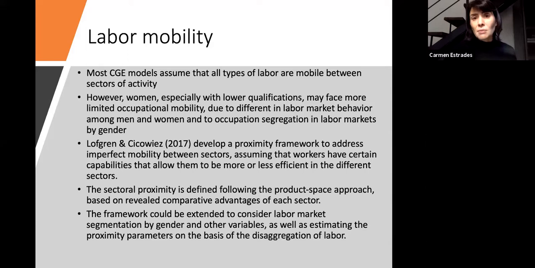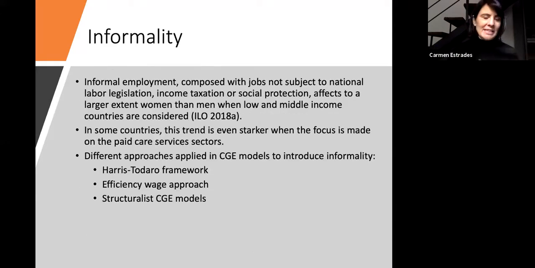There are adjustment costs. I'm a professor. I can't easily go and work as a salesperson. I'm not good at selling anything, so I could not be employed easily there. I would need training, I would need some time to adjust. So this proximity framework tries to capture that, and I think it's interesting to explore the possibility of introducing it in a gender model. Then, as I said, informality is also important to consider.